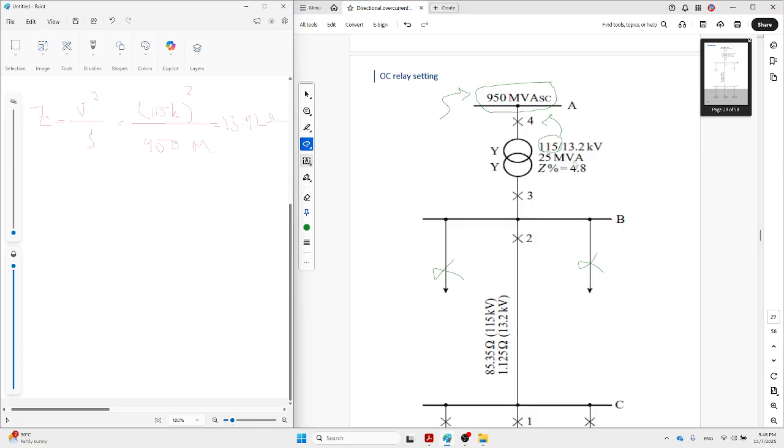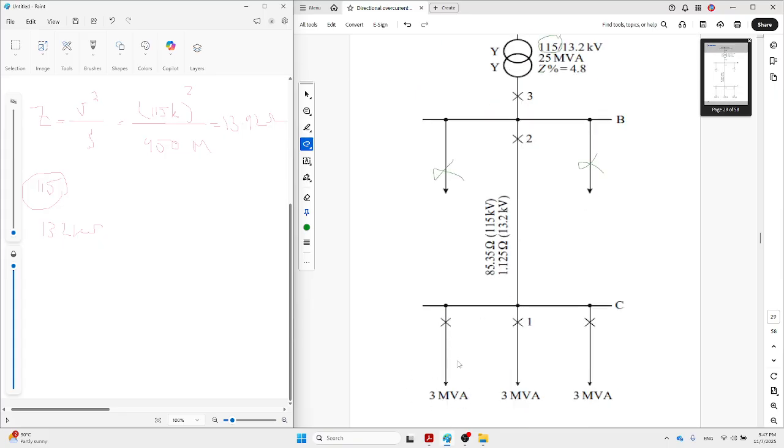For the transformer, the value is also given in per unit. Then we can refer it to the high voltage side, which is 115, or the low voltage side, which is 13.2 kilovolt. It's up to you which one to choose. In this example, we represent both, the same as for this transmission line. You can see the impedance of the transmission line is given at 115 kilovolt and 13.2 kilovolt.